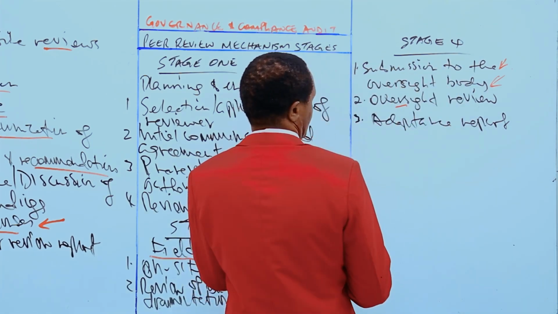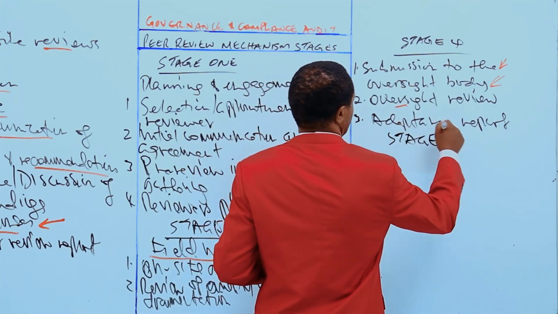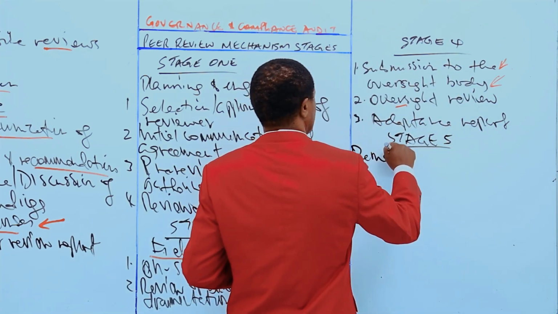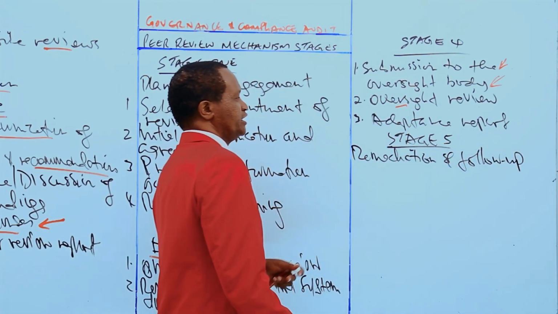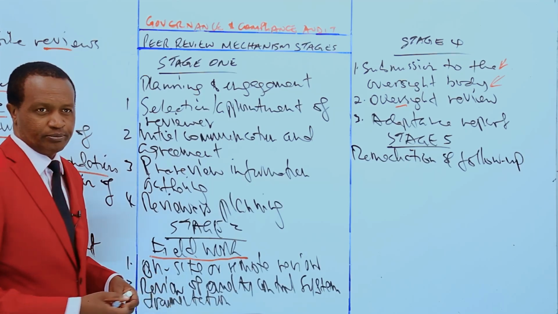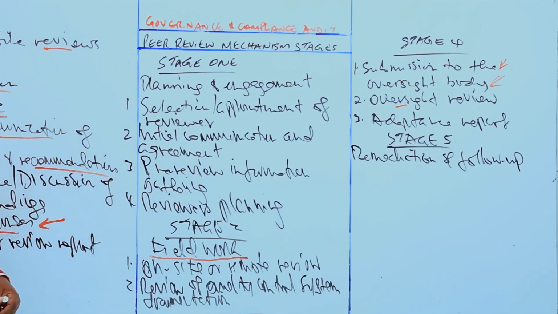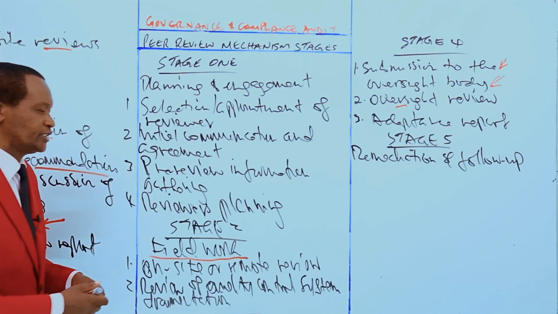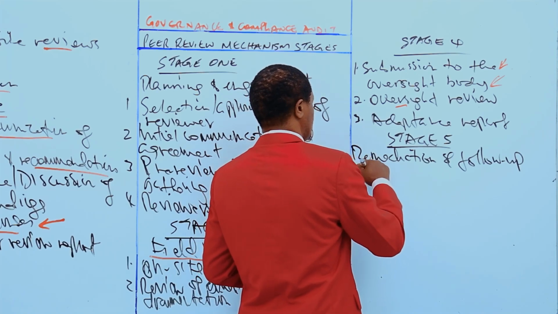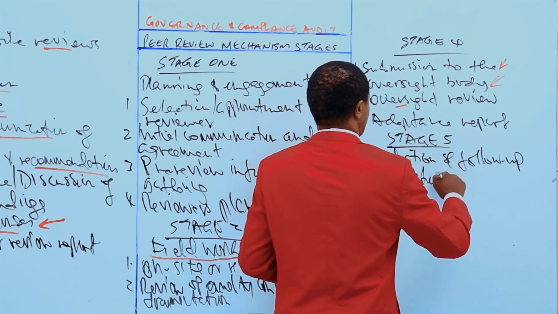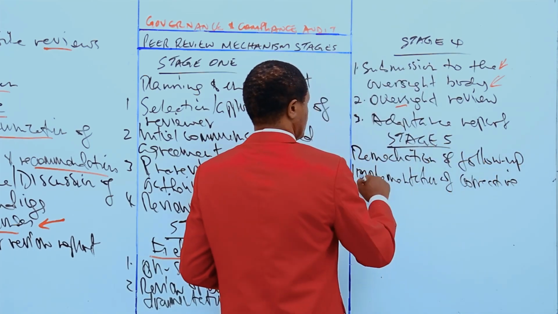Stage 5 and follow-up. Remediation and follow-up. This is the stage of implementing the corrective action. Implementation, number 1 is implementation. That is number 1.